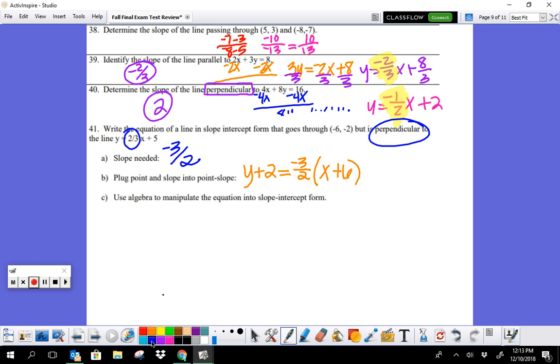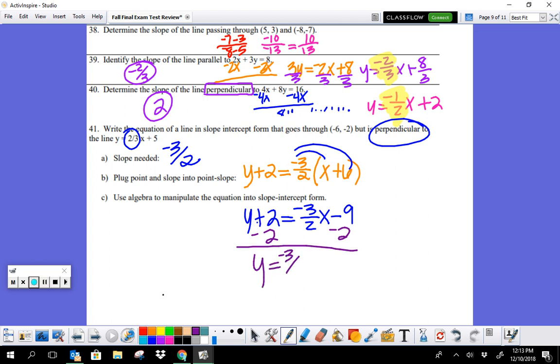That's point slope. And then C says use algebra to manipulate the equation into slope-intercept form. So we're just going to distribute. So I have y plus 2 equals negative 3 over 2x minus negative 3 over 2 times 6 is going to be negative 9. And then I'm going to subtract 2. So I have y equals negative 3 over 2x minus 11.